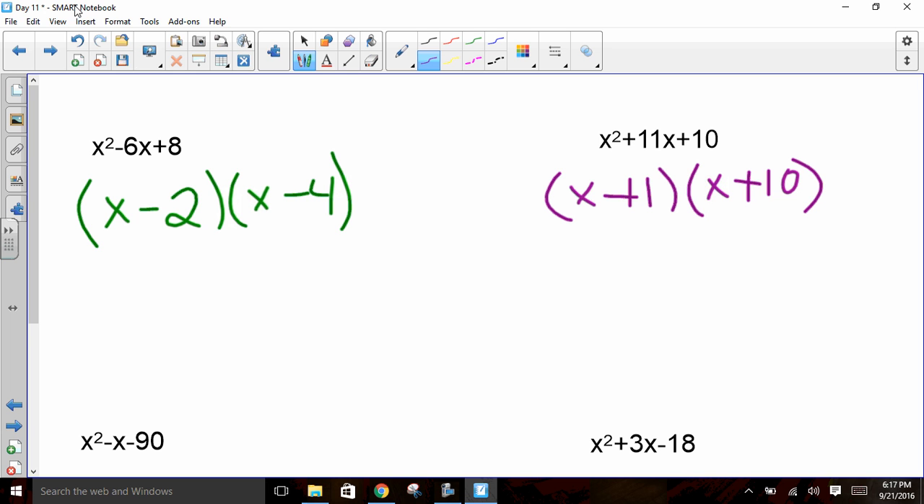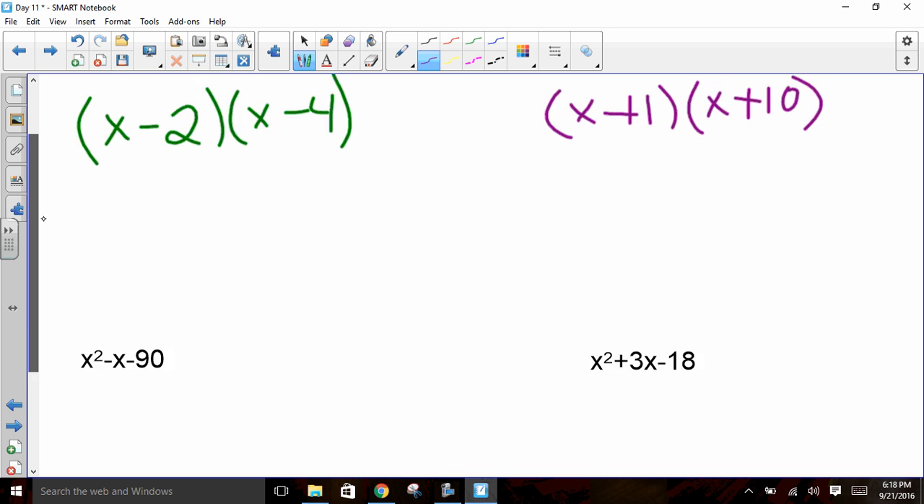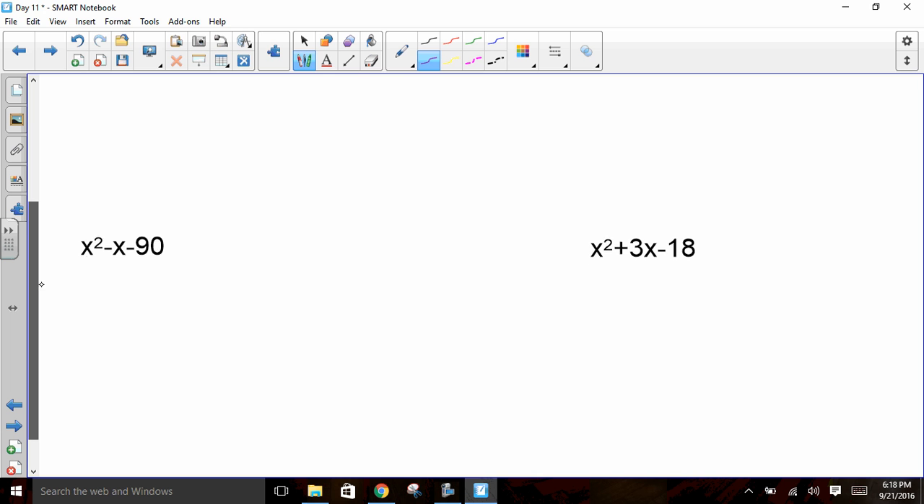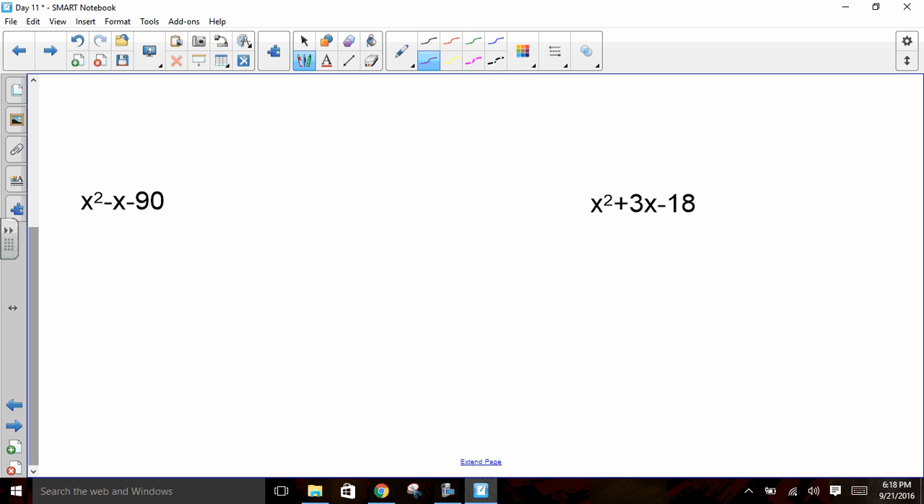Okay, we are back, which means that we are checking to see our answers. Your first one, you should get x minus 2 times x minus 4. Your second one, you should get x plus 1 times x plus 10. The reason these are both positive is because that last number was a positive, and that middle number was a positive. So the only way to get to both positives is two positive numbers. So again, if you got those two, great. Fast forward my video. If not, stick around.